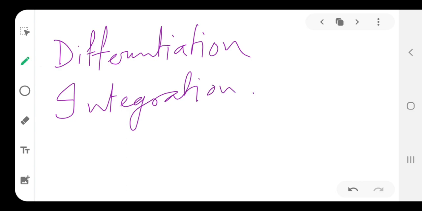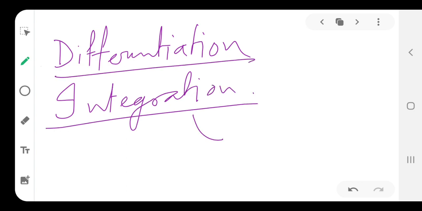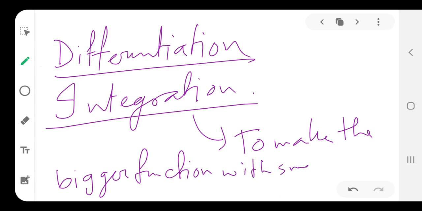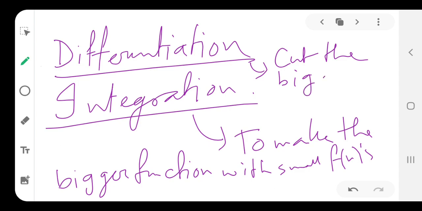Now, what are these things? This is to make the bigger function with the help of small functions. And this is to cut the big function into small functions. So these two things are used.